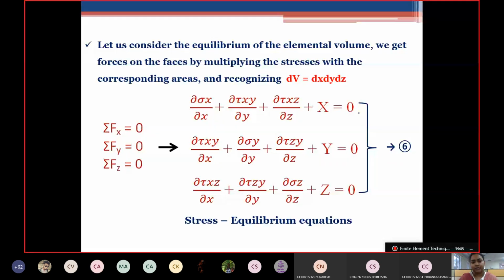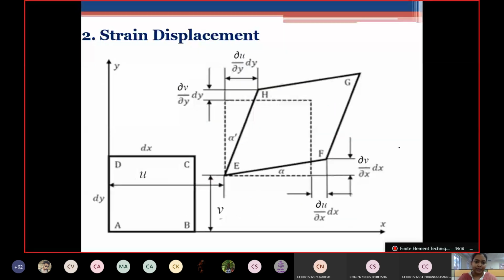Now, in the methodology, what we started today, the first step was the stress equilibrium equations, and this is equation number 6. All right, we'll go for the second point. It is the strain displacement equations.